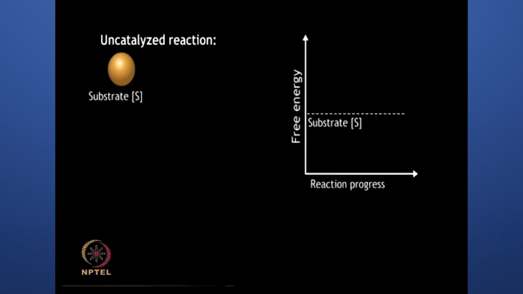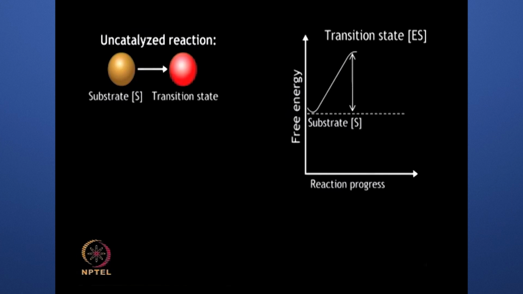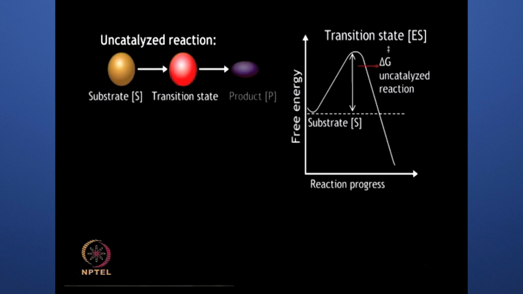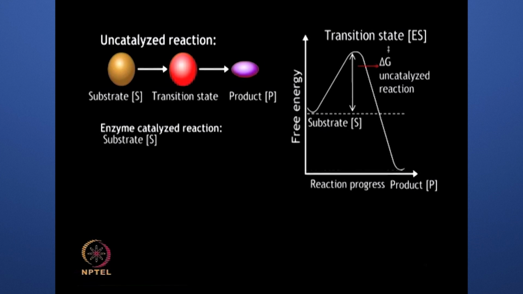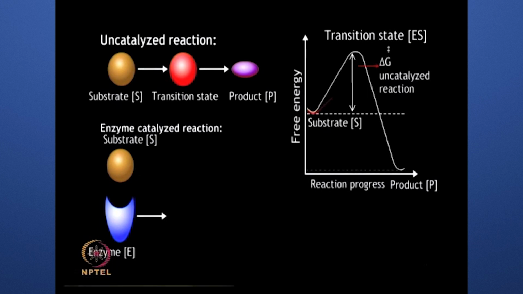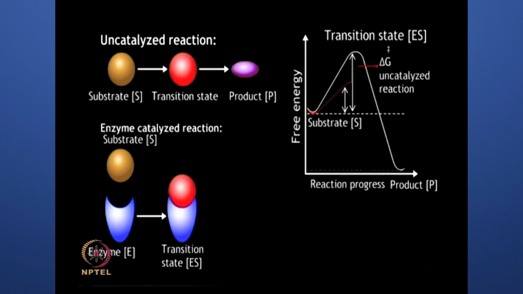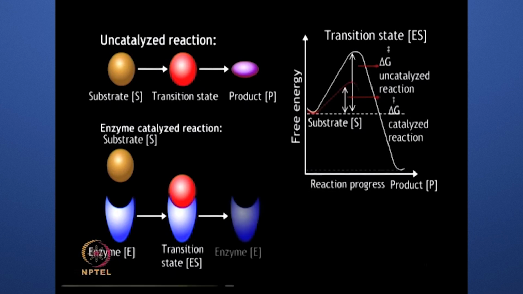Conversion of substrate to product proceeds through formation of a transition state. The free energy of activation of an uncatalyzed reaction is very high. Enzymes form favorable interactions with the substrate and facilitate formation of the transition state by lowering the free energy of activation. The transition state then dissociates to give the product and regenerates free enzyme.